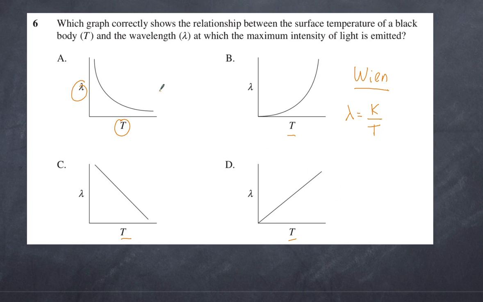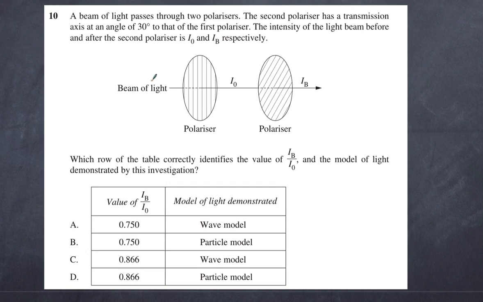Now the only one that shows an inverse relationship is A, so therefore A is the correct answer. Question 10, in this case we're dealing with polarization, which is an aspect of the wave nature of light.